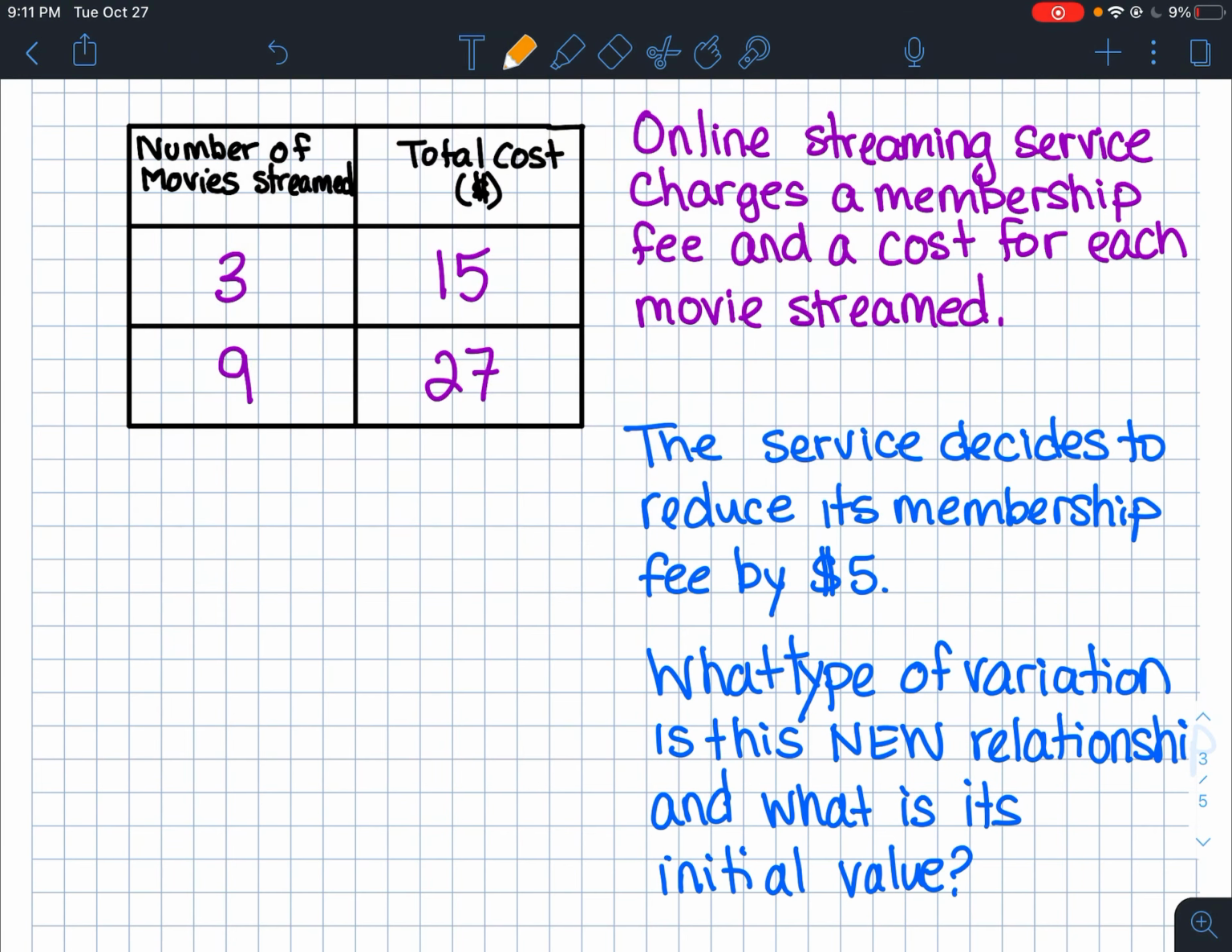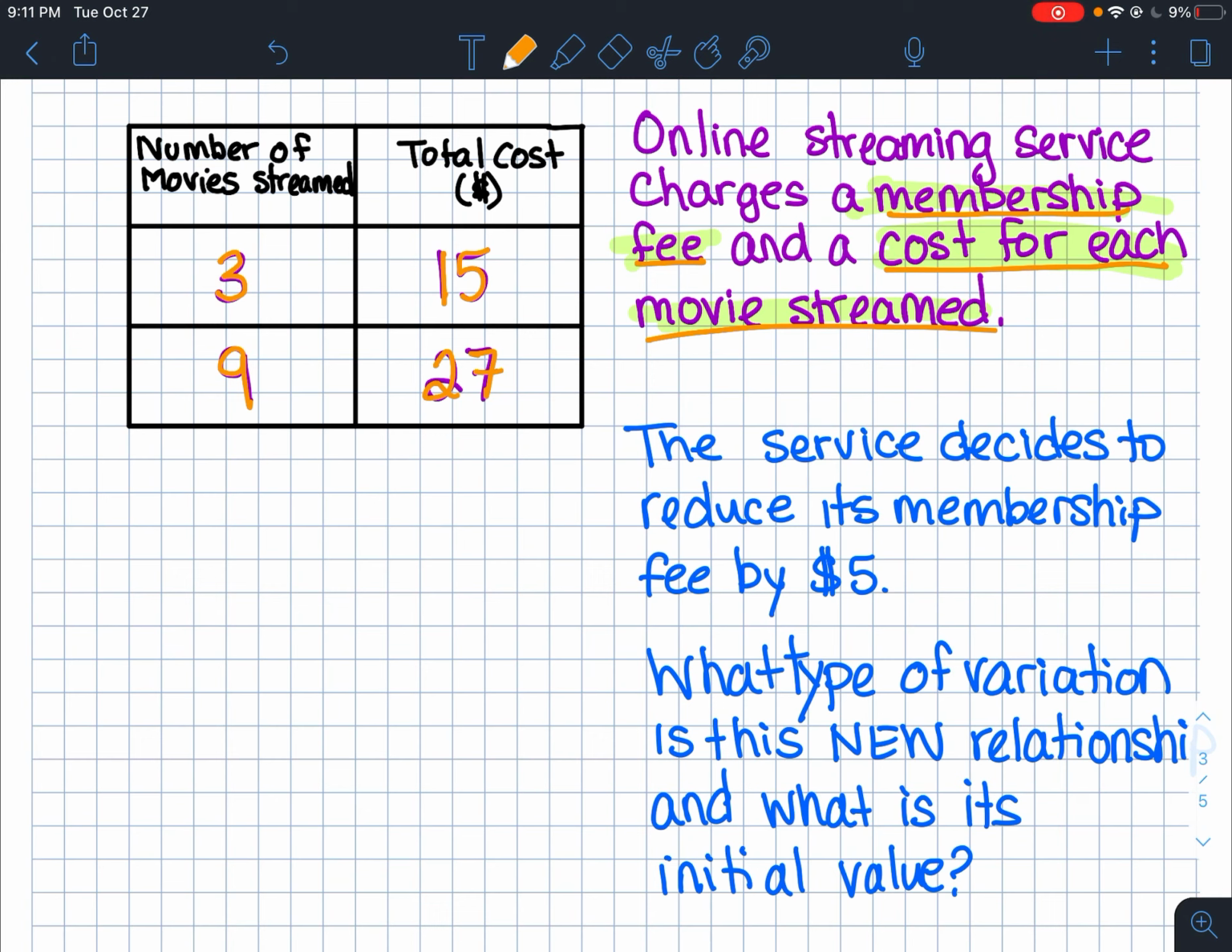All right, so let's start with this question. There's an online streaming service that charges a membership fee and a cost for each movie that you stream. Here's a table of values that shows that if you were to stream 3 movies, it would cost you $15. If you stream 9 movies, it'll cost you $27. So you don't actually know what the cost per movie is or the membership fee. You just know the total cost right now. But given these two situations, you're trying to determine the membership fee and the cost for each movie.